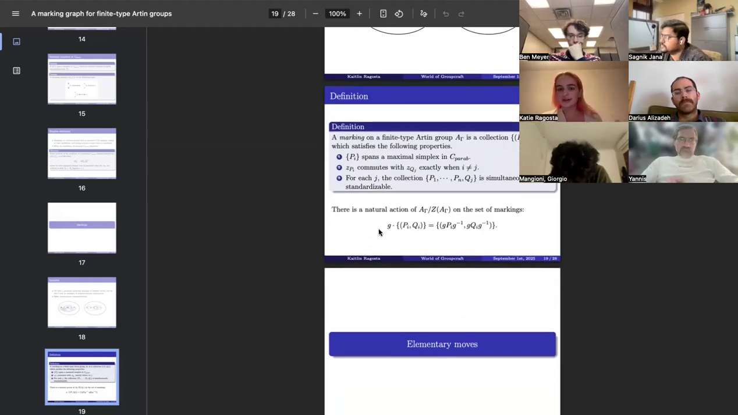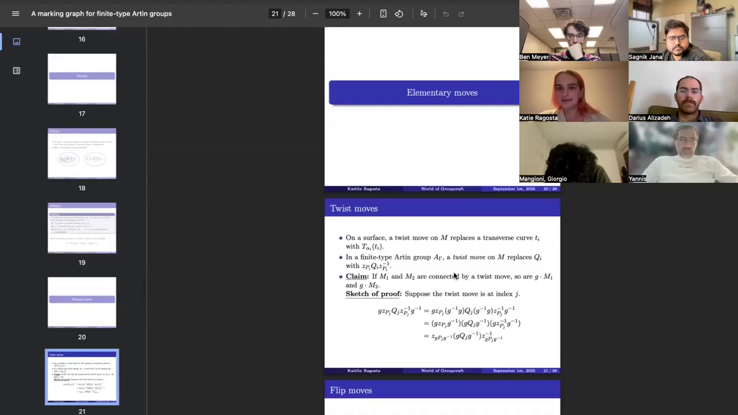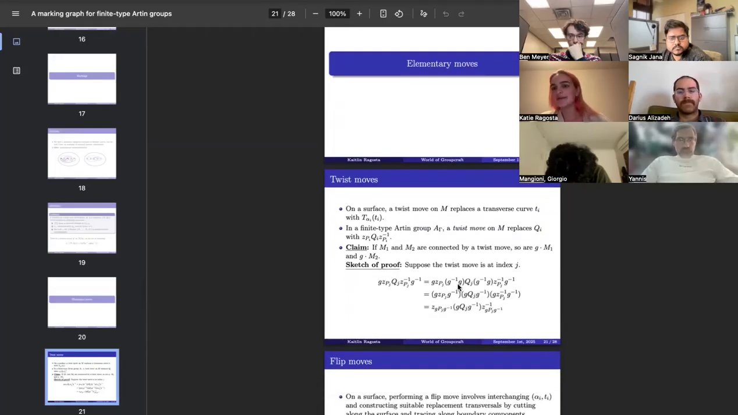There's a natural action of the Artin group mod center on the set of markings. It acts by conjugation. We are running out of time, so I think I'm going to skip the elementary moves section.